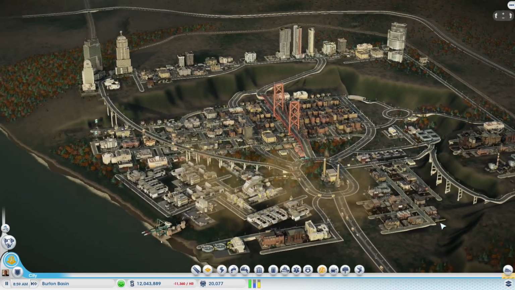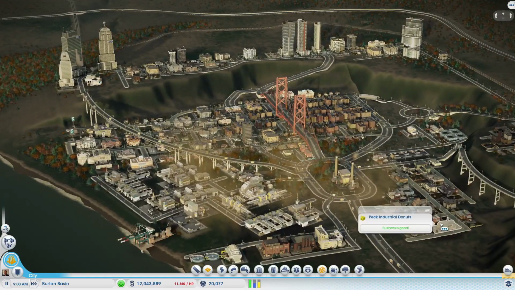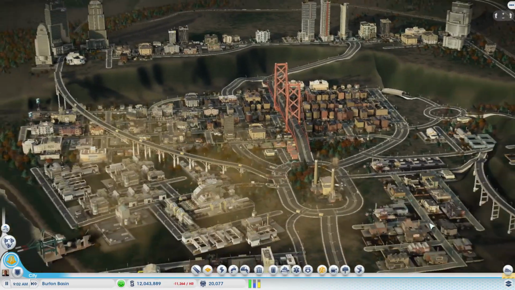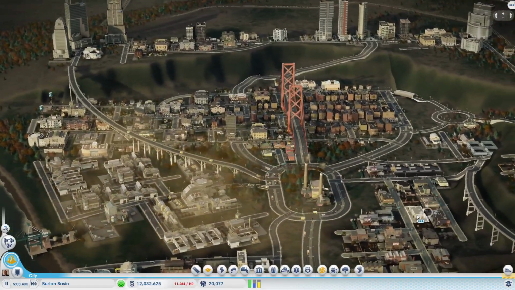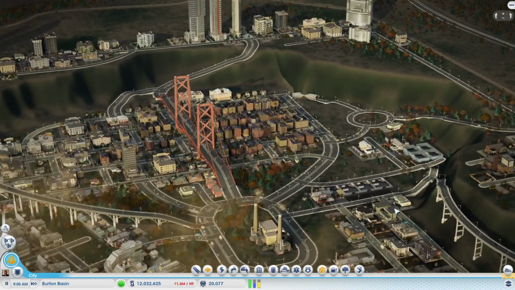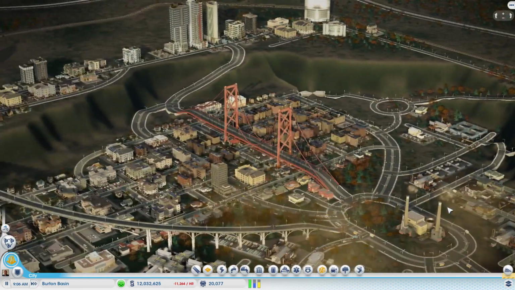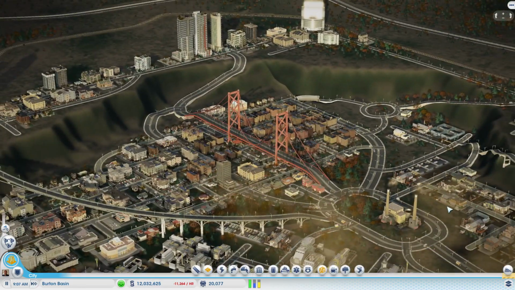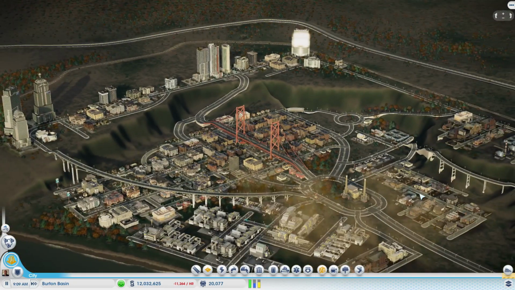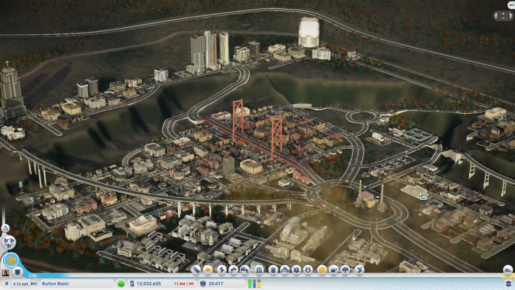So let's talk about how to monitor and stay on top of the events and what's going on in your city. It is so important to just keep an eye on the status. The first thing that I would talk about is the speed of the game.